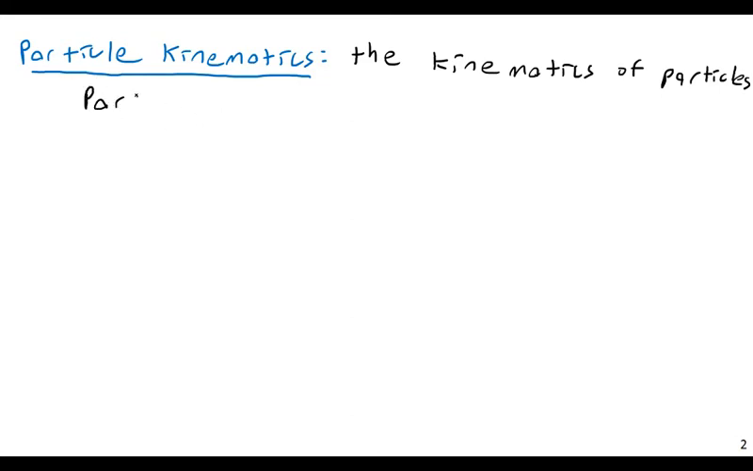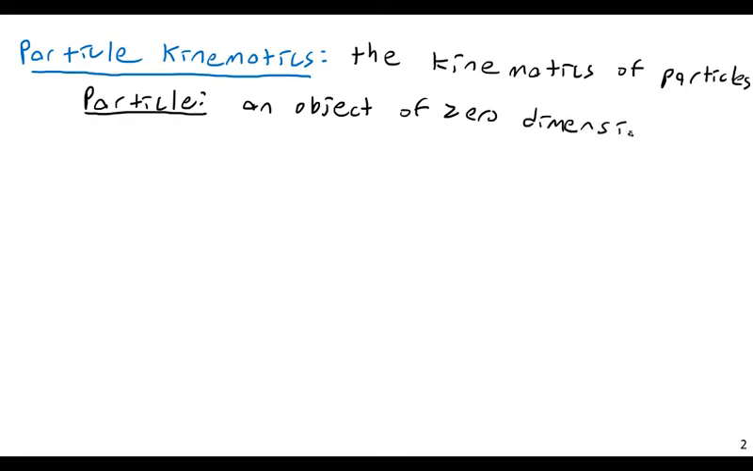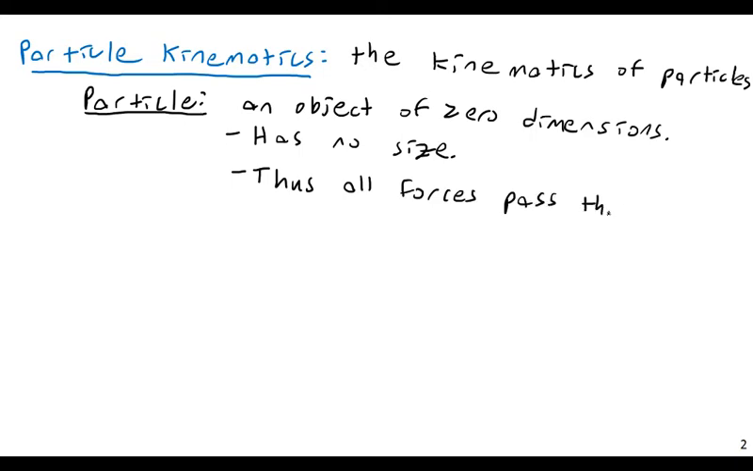A particle is an object of 0 dimensions. It has no size. Thus, all forces will pass directly through the center of mass. Thus, rotation is impossible.